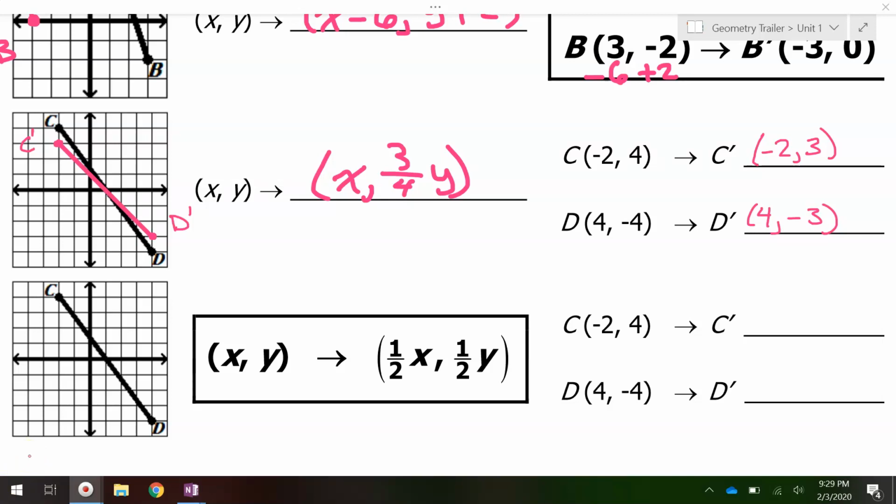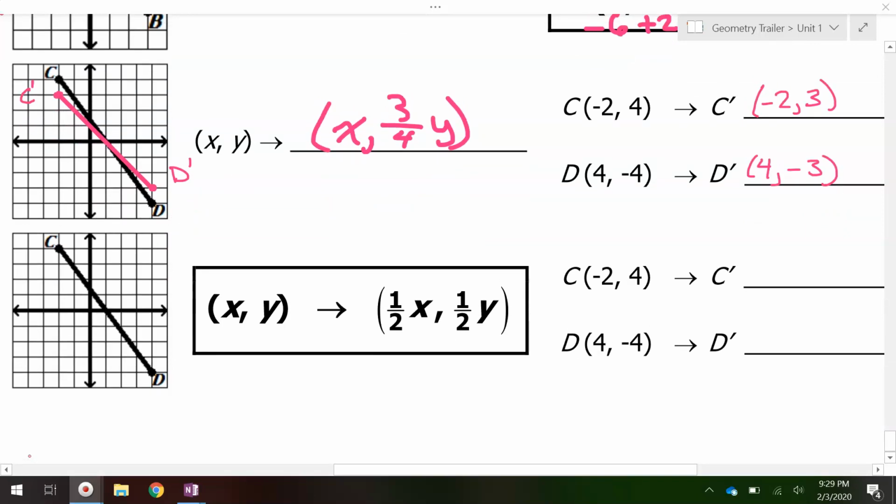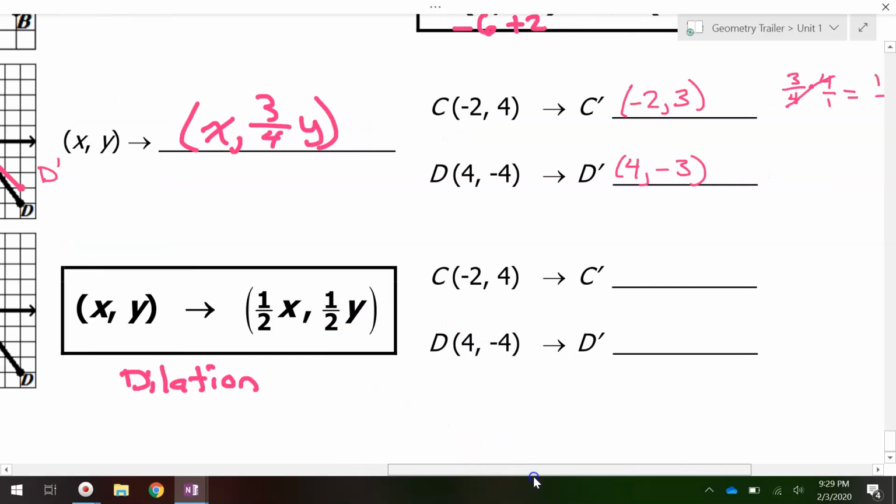So you can see that horizontally, the picture did not change. The x values are the same. It just got a little bit shorter because of the y values. All right, we're down to the last one. Look at the rule, 1/2 x, 1/2 y. When you have the x value and the y value changing, that is a dilation. So we will remember that when it's time to do the description, that this is a dilation with a scale factor of 1/2. So the rule tells us exactly what to do.